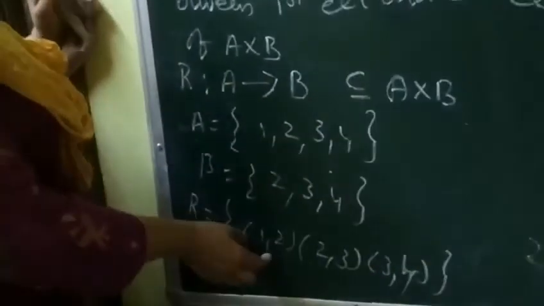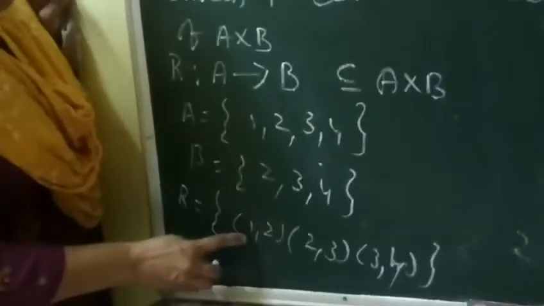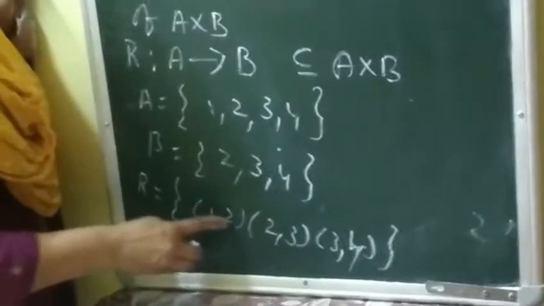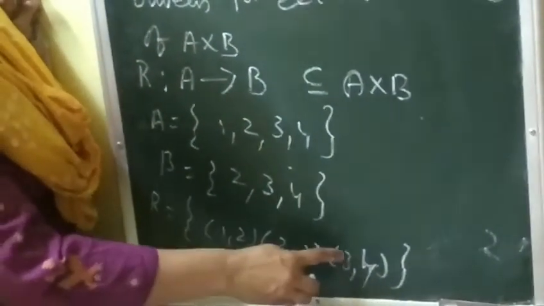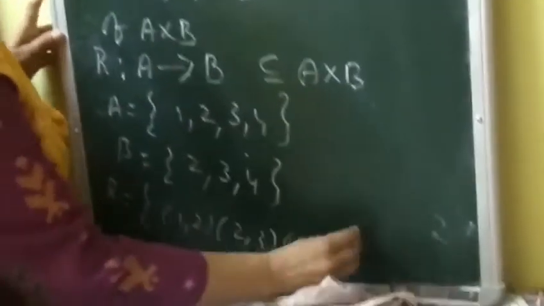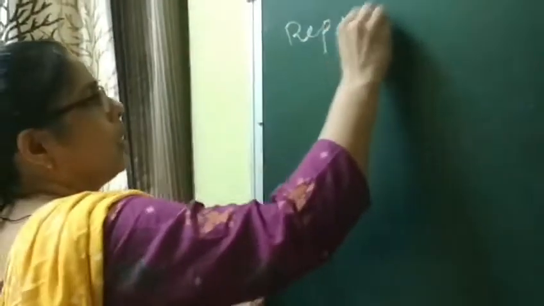But how have we formed this relation? I formed this relation in this way: the first element is less than the second one. That means 1 is less than 2, 2 is less than 3, and 3 is less than 4. And I can also make the elements like that. But before that, I want to explain in which way we can represent a relation. Representation of relation, after that I will explain in detail.